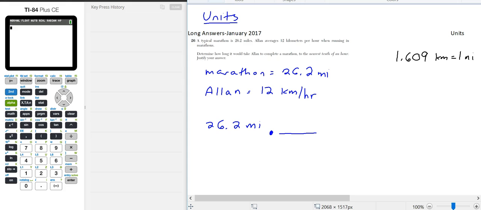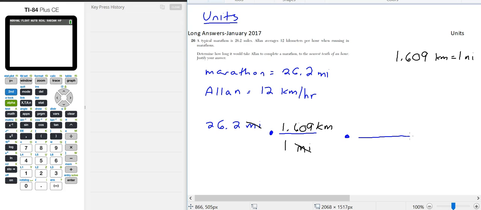So we could write 1.609 kilometers in 1 mile. And then miles and miles are going to cancel out. Just like when we have the same number in the numerator or denominator of a fraction, they cancel out. Also, when we have the same units in a fraction, the numerator and the denominator, they cancel out. Then we have what we need in kilometers, and now we can multiply by what we know.